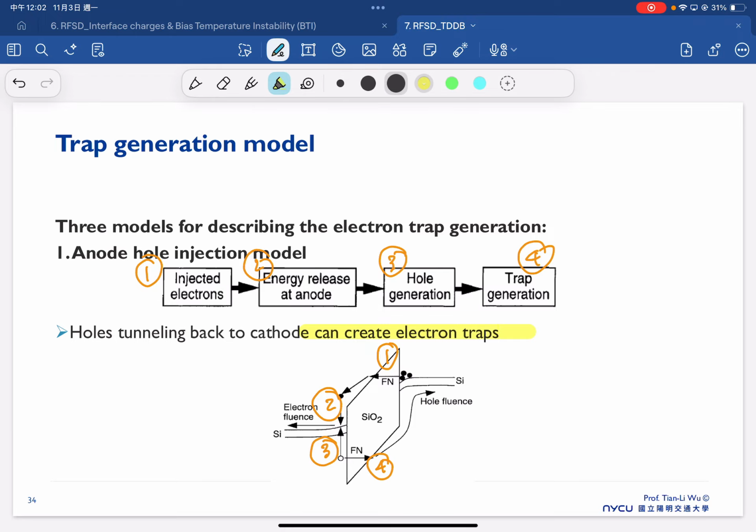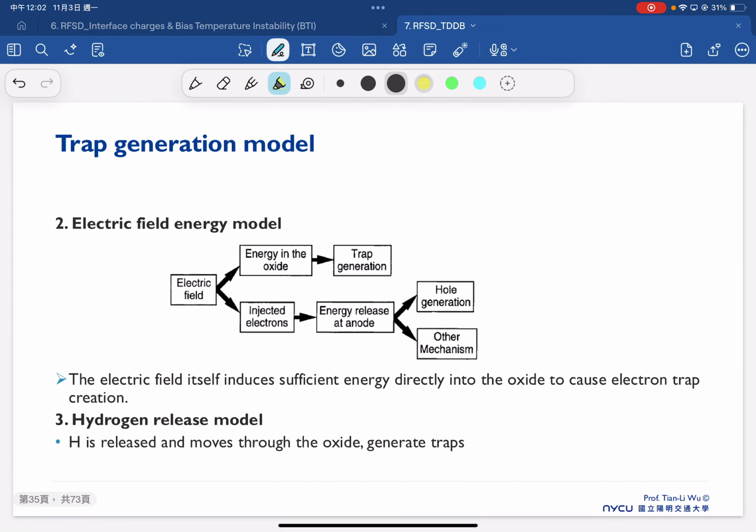So the next one is what we are here, trap generation model, is an electric field energy model. This is mainly due to the electric field inducing sufficient energy, and this will go directly into the oxide and cause the electron trap creation. That we call a trap generation. And also the last one is a hydrogen release model, which is related to what we already mentioned in the NBTI. There's a dangling bond, and the hydrogen will be released. And once released, they will also generate the traps as well.